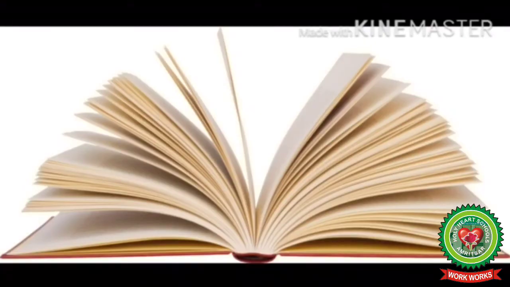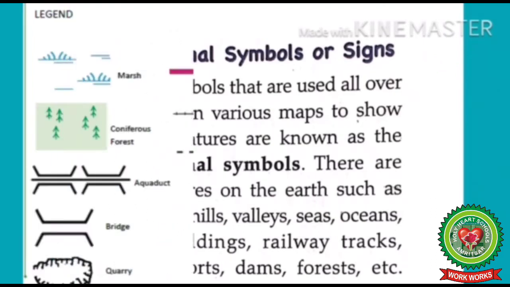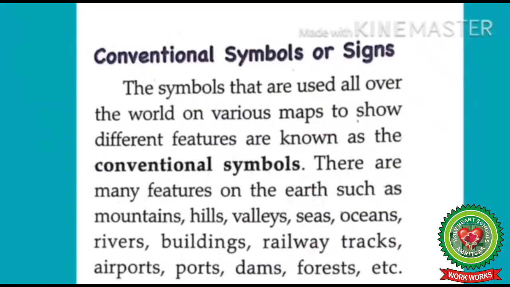Students, you have to take out page number 13. Conventional symbols or signs. The symbols that are used all over the world on various maps to show different features are known as conventional symbols. Students, mark the definition of conventional symbols.